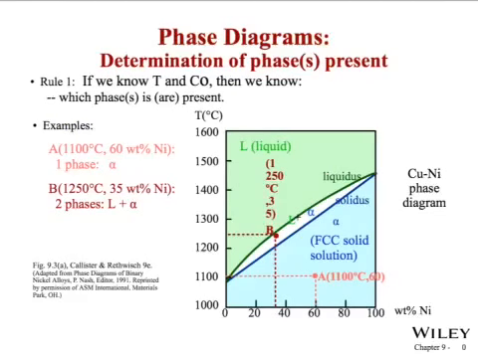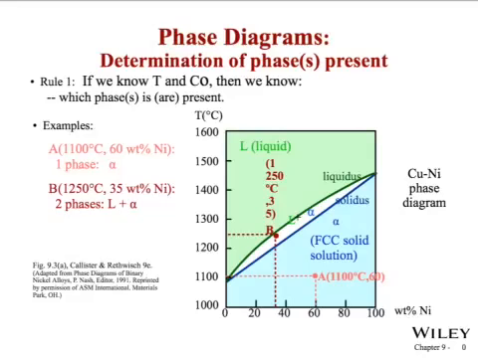So now we know what phase diagrams are, let's talk a little about how to use phase diagrams. So rule number 1, if we know the temperature and the concentration, then we know which phases are present. And again, we can use this just like a regular old graph. We just go to the temperature on the left scale, and then we go right horizontally until we reach the weight percentage of the solute.